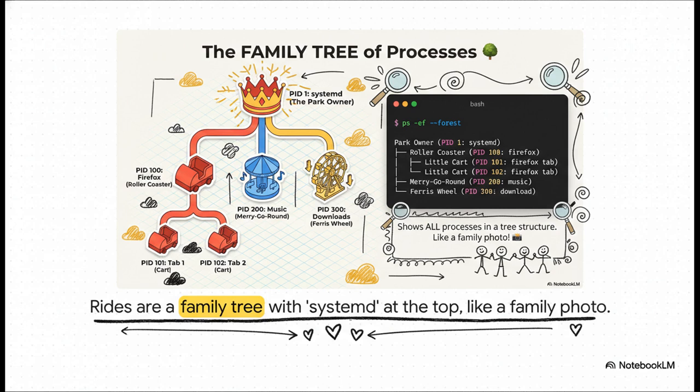So, when you start up the roller coaster, let's say that's Firefox. The main ride then launches a bunch of smaller cart processes, one for each tab you have open. They're all children of that main Firefox ride. And the cool part is, you can actually see this whole family tree, this whole hierarchy. It's like taking a family photo of all your running programs.